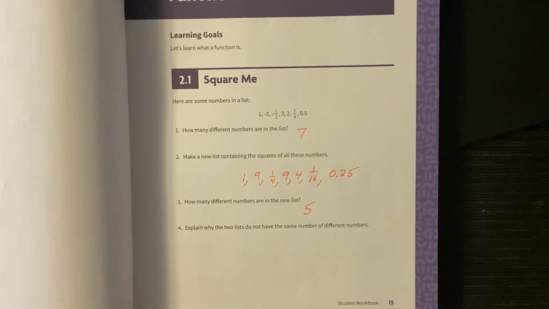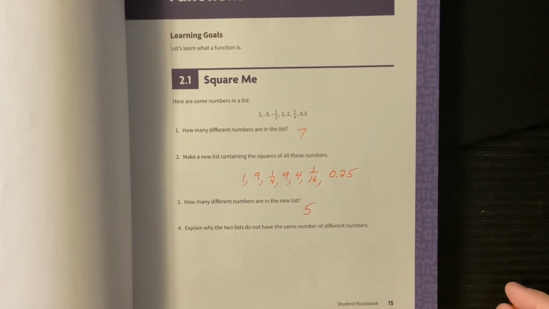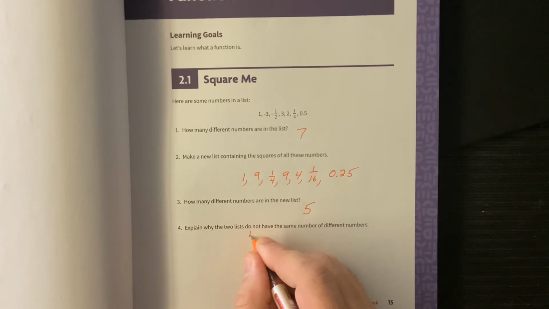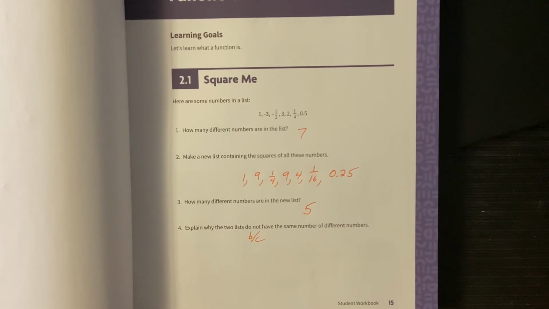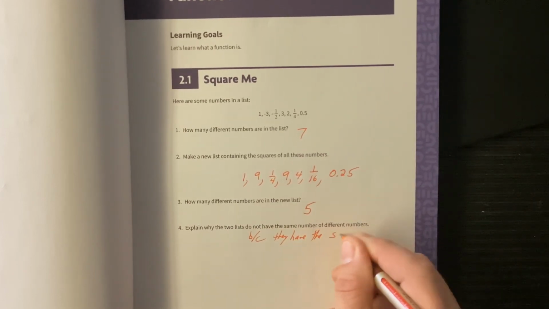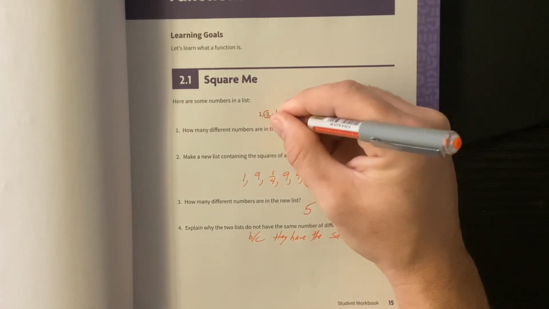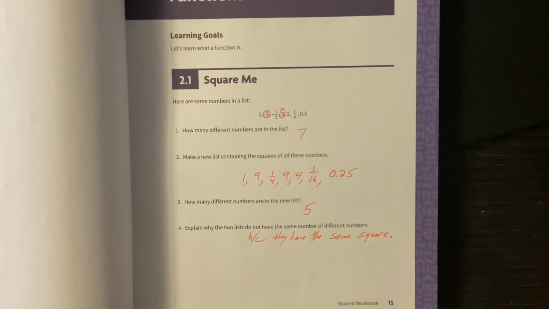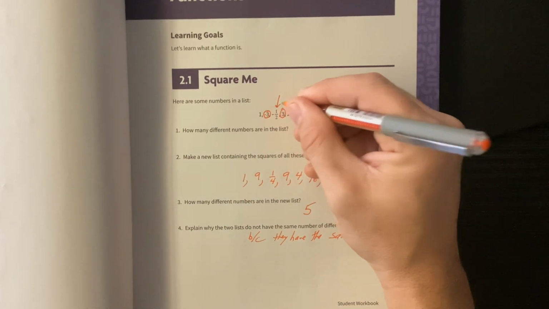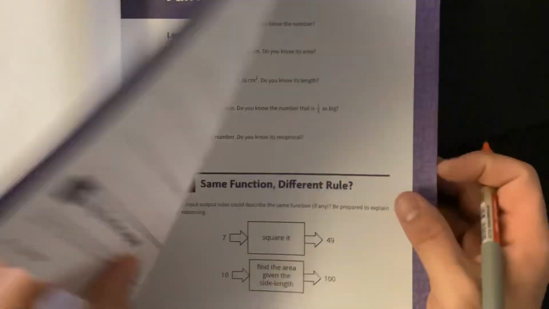Explain why the 2 lists do not have the same numbers. So how come I started with 7 different numbers and now I have 5? Well, because some numbers in the list are different because they have the same square. -3 is going to produce the same answer as 3. -1/2 and +1/2, because you're squaring them, it gets rid of the negative, will give you the same answer. So that would be why for question 1.